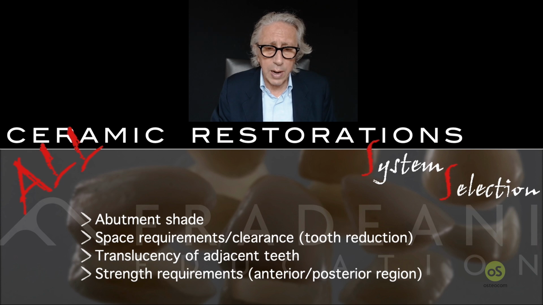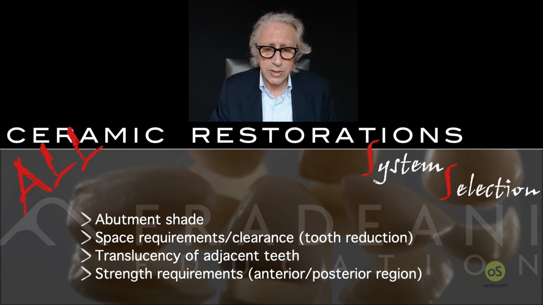And then the space requirement, so the clearance you have and the tooth reduction that you have to do. And of course, on posterior, for example, you need an occlusal thickness of your preparation that is quite high in order to really have the chance to resist the occlusion pattern. So you have to reduce the tooth more.